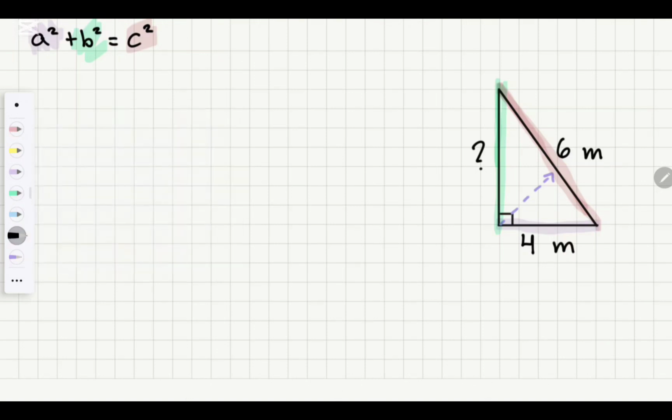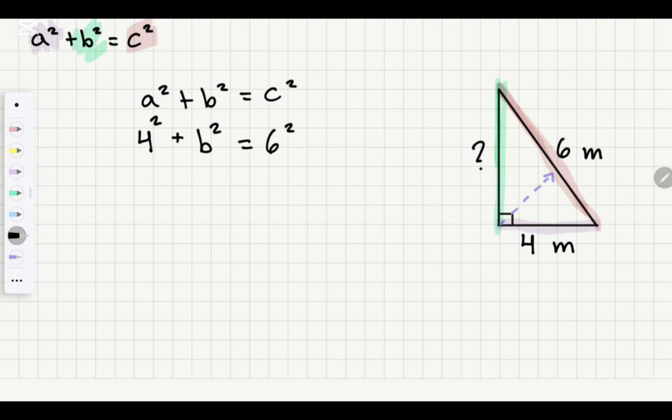All right, let's write down our formula. a squared plus b squared equals c squared, and we'll plug in the values that we know. So I know that a is equal to 4 squared. b we don't know, so I'm just going to keep it as b. And c squared I know is 6 squared. So now this looks a little bit different than what we were used to, and that's okay. It just has one extra step.